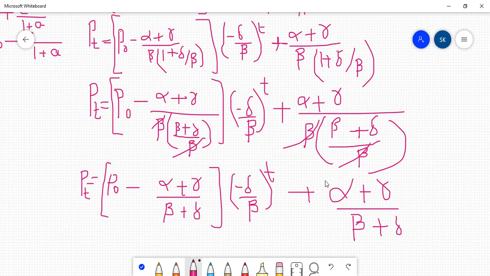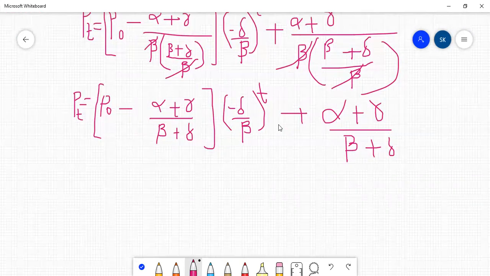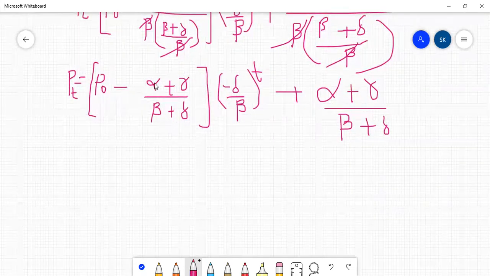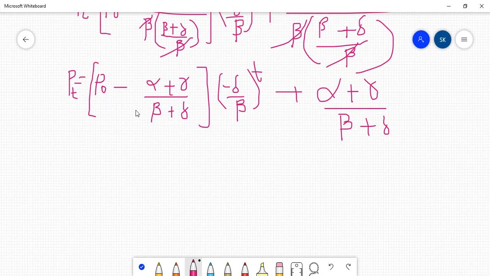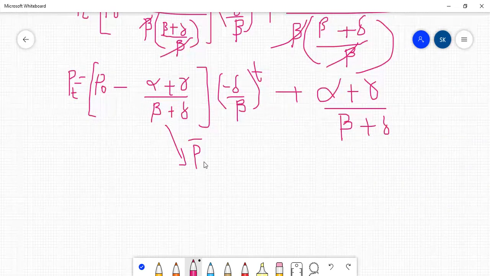So what do we have as alpha plus gamma upon beta plus sigma? If you remember your main economics, the simplest microeconomics specifically, we know that alpha plus gamma divided by beta plus sigma is always equal to P bar. A plus C upon B plus T is equal to P bar. The coefficients, when they are written in this form, represent the equilibrium prices.